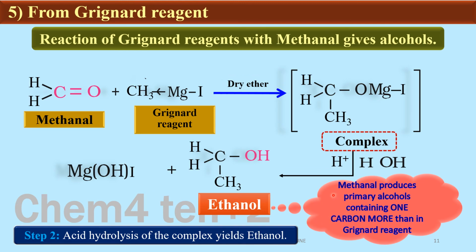Methanal produces primary alcohols containing one carbon atom more than in Grignard reagent. So here Grignard reagent contains only one carbon atom, whereas the alcohol obtained contains two carbon atoms.